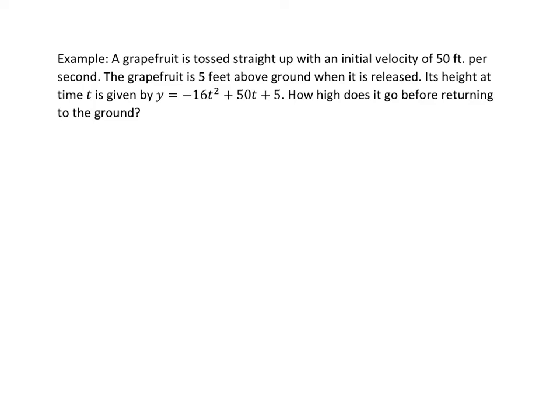Okay, so let's take this idea now and see if we can apply it to a word problem. In this example, a grapefruit is tossed straight up with an initial velocity of 50 feet per second. The grapefruit is 5 feet above ground when it is released. Its height at a given time t is given by y equals negative 16t squared plus 50t plus 5. How high does it go before returning to the ground?